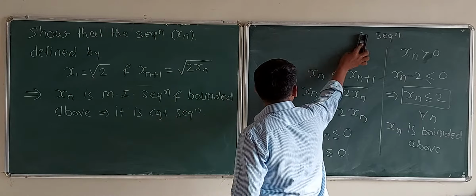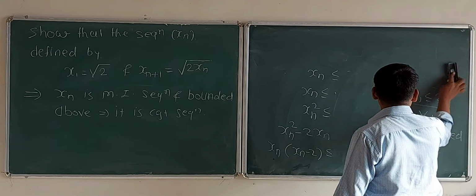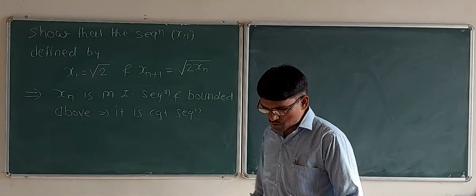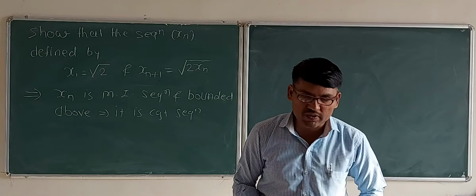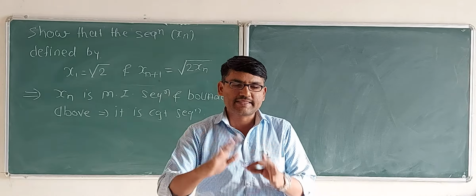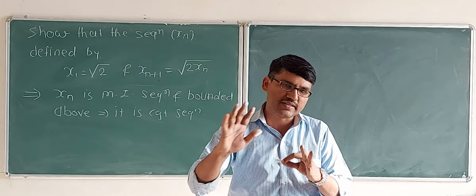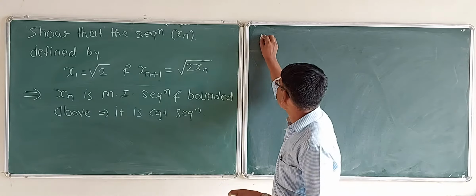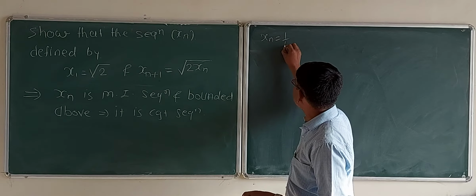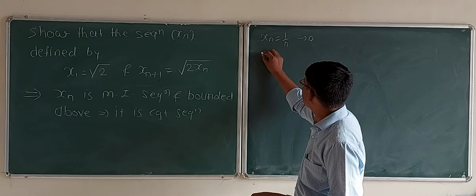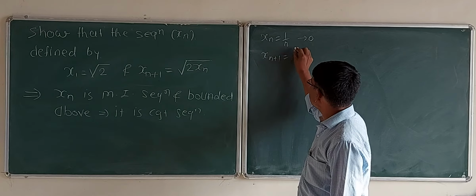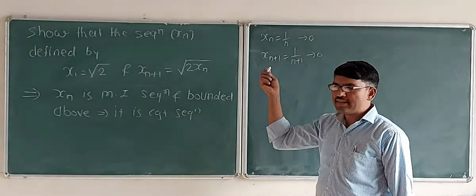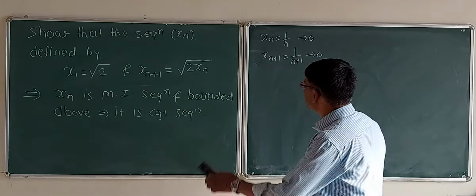We know that if xn converges to L, then xn plus 1 also converges to L. Okay. We know that if the sequence xn is convergent to L, then xn plus 1, xn plus 2, xn plus 3, all these sequences also converge to L. For example, xn is equal to 1 upon n. We know that this sequence converges to 0. Then xn plus 1, which is 1 upon n plus 1, also converges to 0. We are going to apply this logic to determine the limit of this sequence.